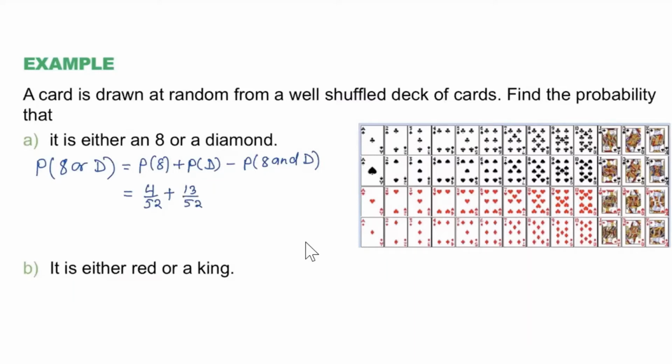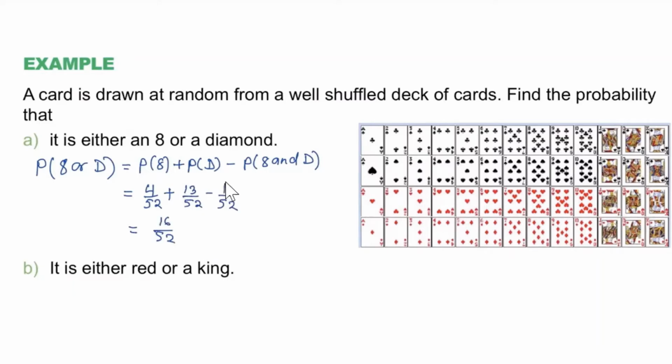Very good. Minus, now, how many cards are 8 and diamond both? 1, right? It's just that card. 1 out of 52. So you have a common denominator of 52. In the denominator, you can write 52. But in the numerator, you have 4 plus 13, which is 17, minus 1 is 16.